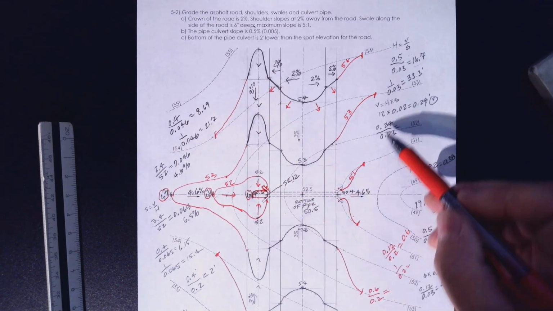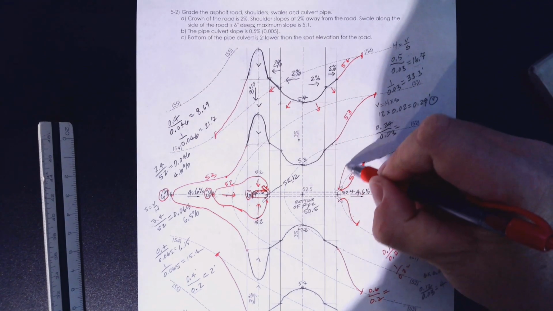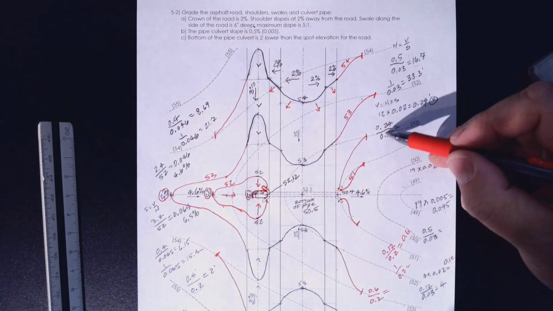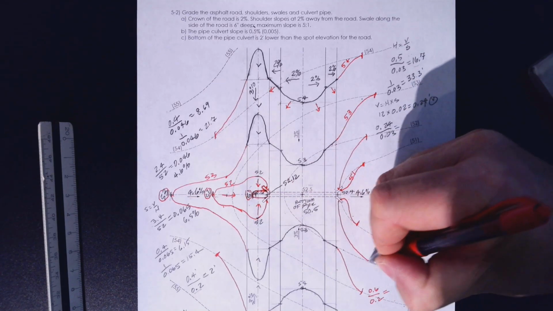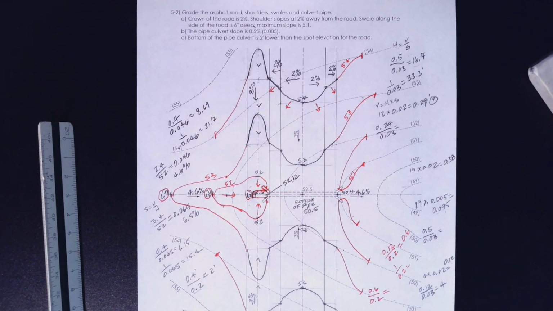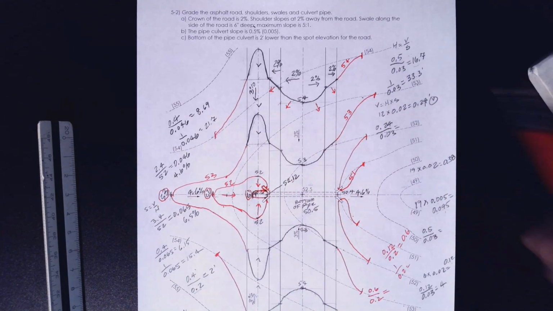Now from 52, we got to tie back into 52, and it has to go from here to there. Contour 52, and then contour 52 over here, like that. So hopefully that didn't fry your brain, but that is how this problem works for exercise 5-2. Good luck.